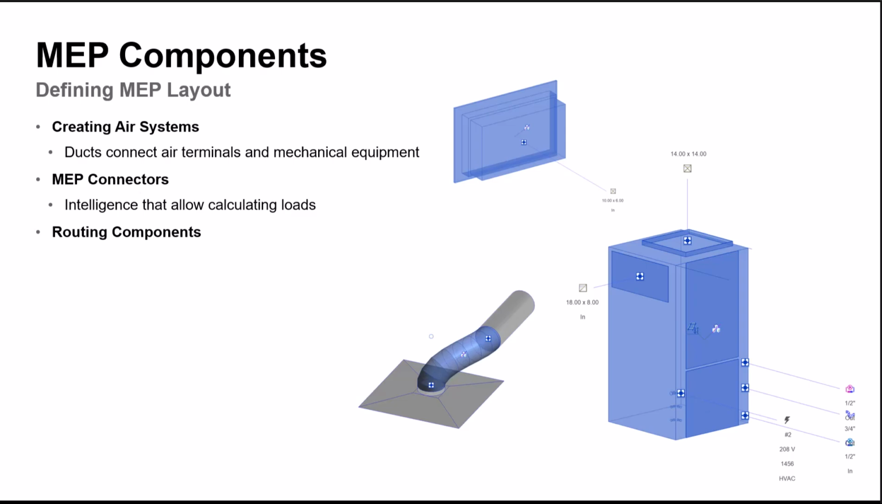Ductwork and pipework connect terminals, like air terminals or plumbing fixtures, to the mechanical and plumbing equipment. You can draw ducts and pipes using routing commands from connectors in the MEP components. Connectors are key for adding intelligence to components, enabling load calculations within the project. Revit tracks load information for spaces, updating as devices and equipment are placed. These loads can be viewed in space properties and schedules.